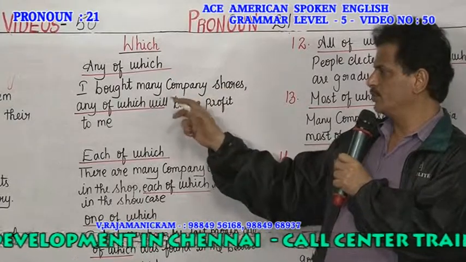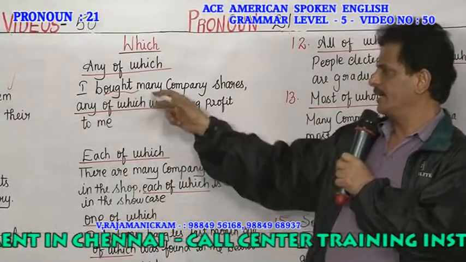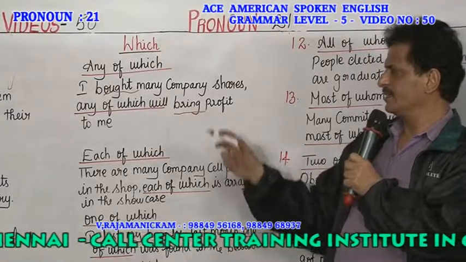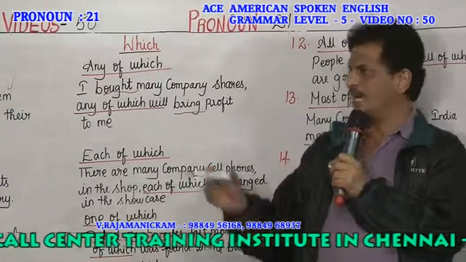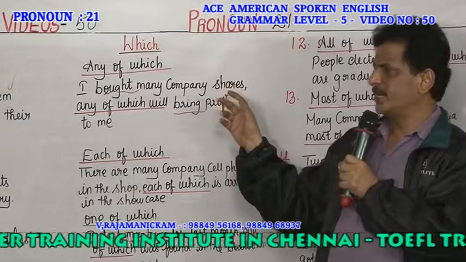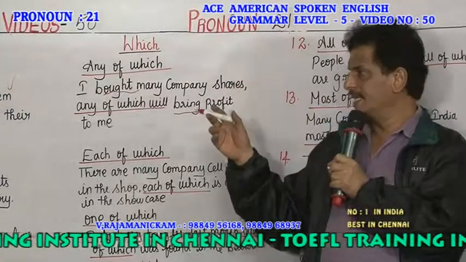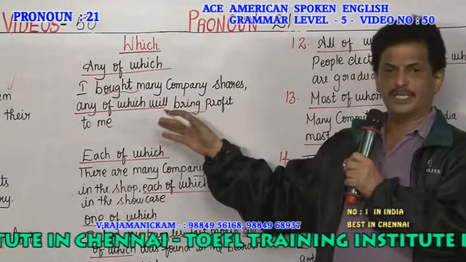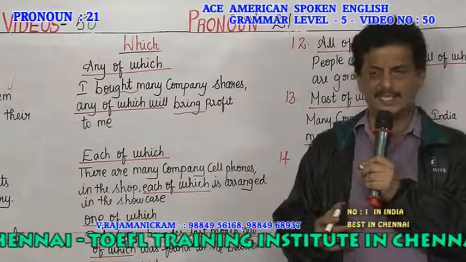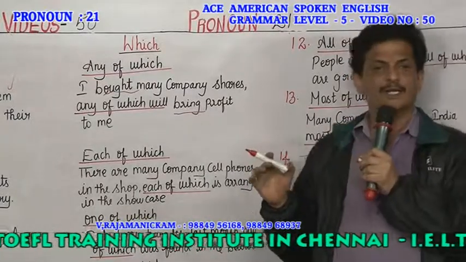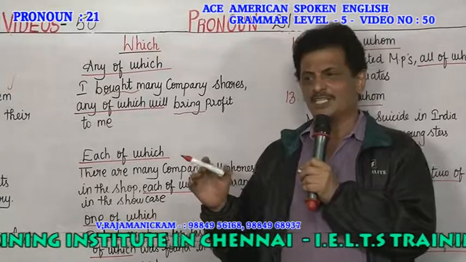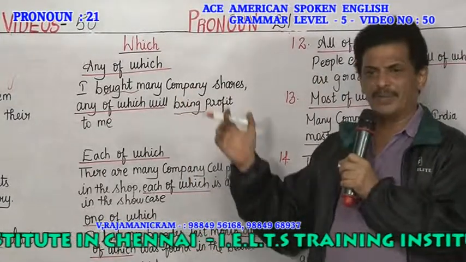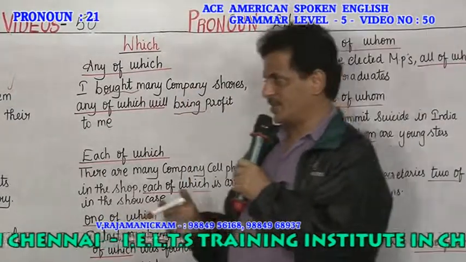And here we have two verbs. Bought is a verb and bring is a verb. So, two verbs. You ask a question to the shares: out of the shares, which share? Then, any of which will bring profit to me. It comes as a clause, a complete sentence. So what type of sentence do you call it? You have a main clause and one other clause, a subordinate clause.